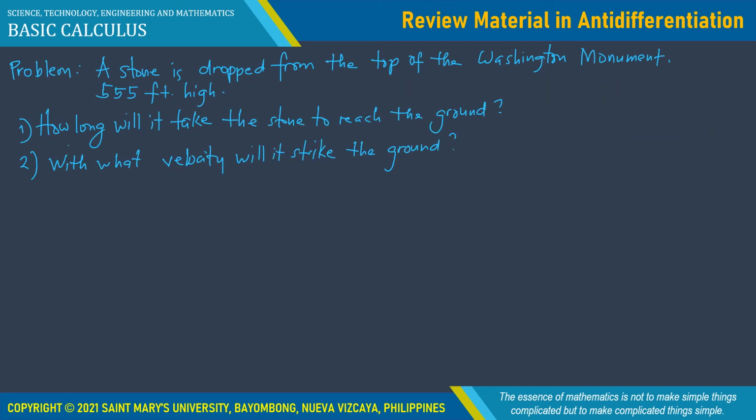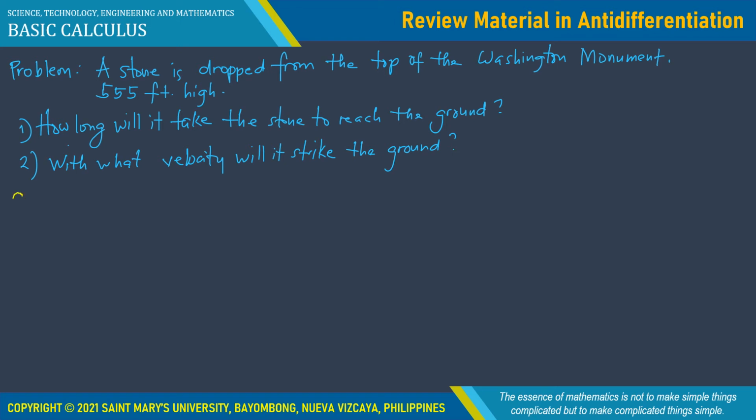Okay, back tayo. Punta na tayo dito sa isang rectilinear motion problem. So, yung problem natin, a stone is dropped from the top of the Washington Monument, 555 feet high. So, how long will it take the stone to reach the ground and with what velocity will it strike the ground? So, kung i-analyze natin yung problem, meron dyan dalawang given.